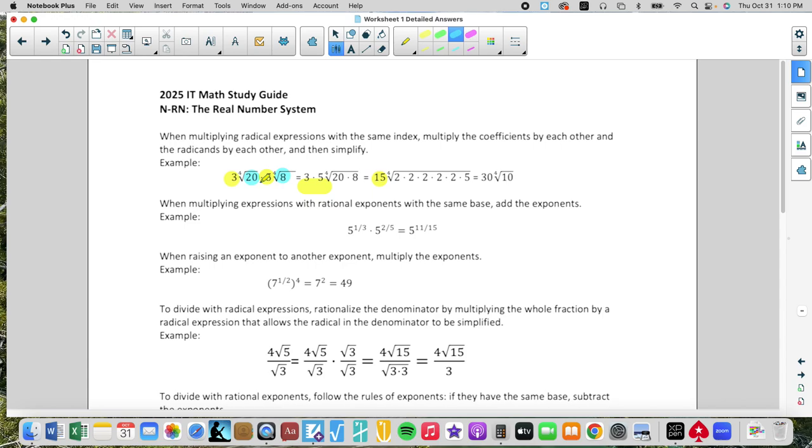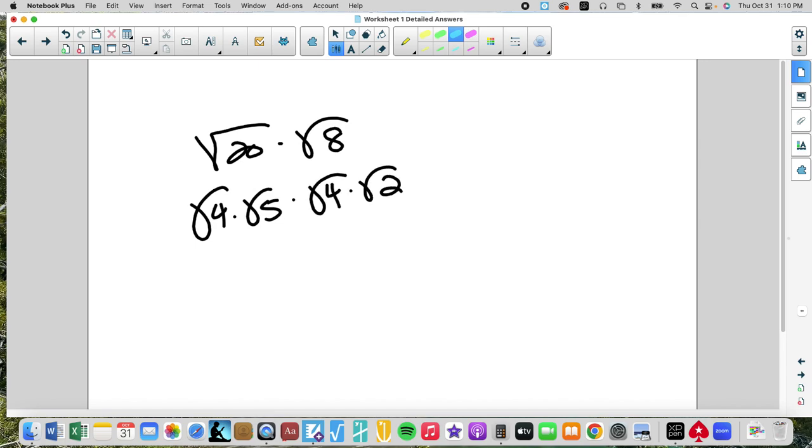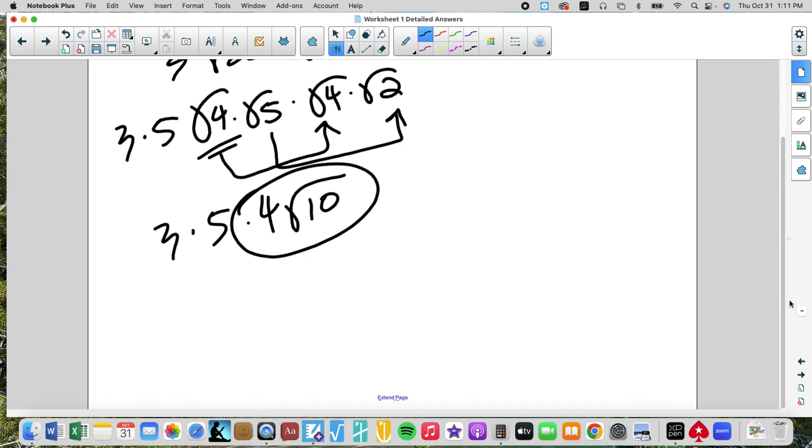So, for example, let's do rad 20 times rad 8. I'm going to break rad 20 into rad 4 times rad 5. I'm going to break rad 8 into rad 4 times rad 2. These are like radicals, so they come out, and these are the leftovers, so we get rad 10. And then if we had coefficients out in front, like we had in the other one, 3 and 5, the 3 and the 5 still are outside, and now we can multiply all of those to get 60 rad 10. So that's a good example.